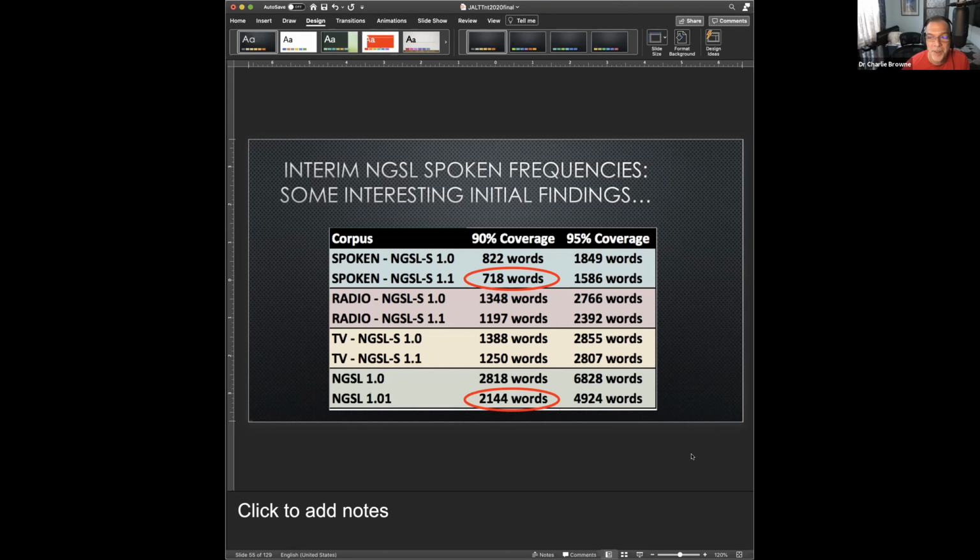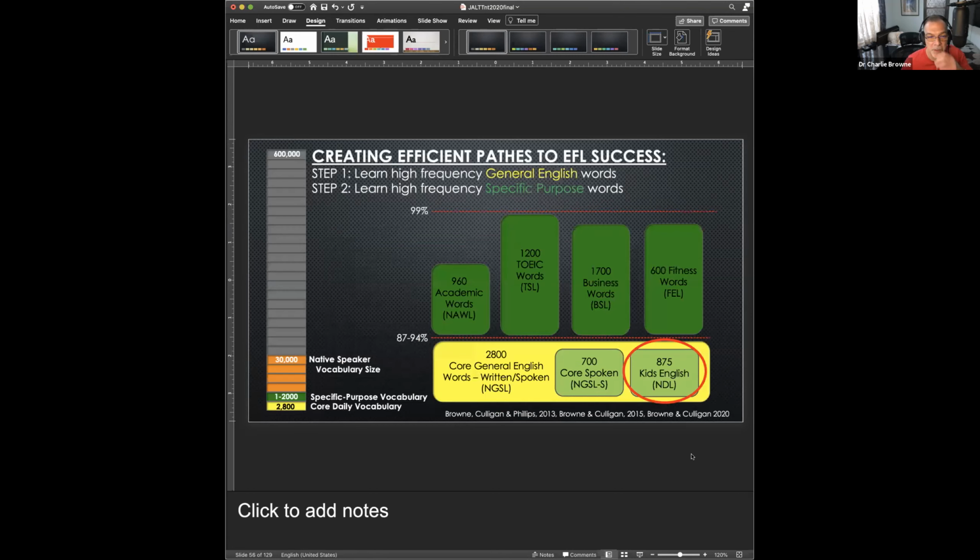So for spoken English, you can get to 90% coverage with only 700 words. So it's a pretty useful list if you're focusing on spoken English.